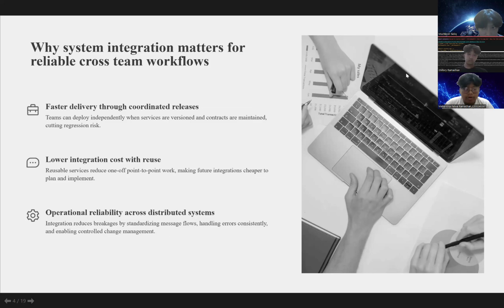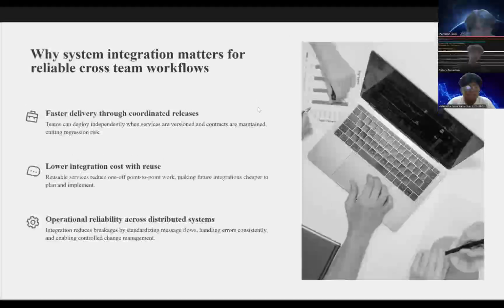Where organizations lack shared context, runs fail, data drifts, and teams duplicate logic instead of collaborating. And the last one is integration as a people and process need. Effective integrations need shared responsibility.